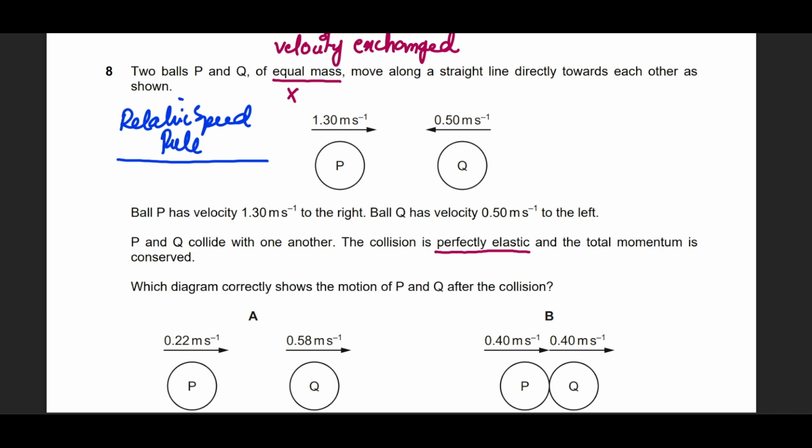Now, this perfectly elastic statement enables me to use the relative speed rule. And how do we use that, right? Since they are both moving towards each other, in the before case, I will simply add their velocities. So this will be 1.3 plus 0.5, giving me an answer of 1.8 meters per second. The relative speed is 1.8. Now, if they are perfectly elastic, then their after collision should also produce the same relative speed answer.